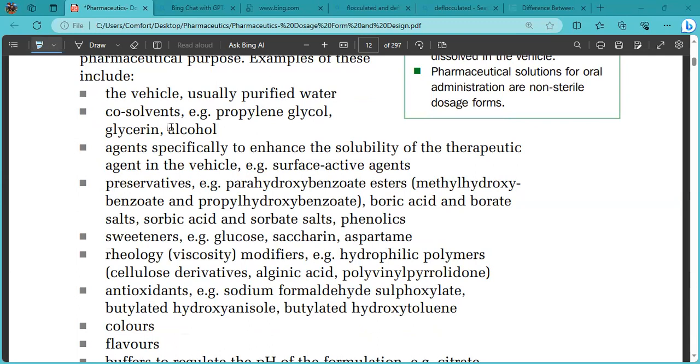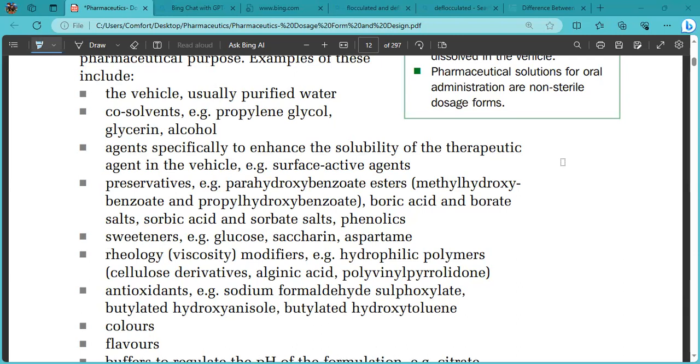So if it's insoluble in water, and it's soluble in propylene glycol, you first dissolve it in the propylene glycol, and then afterwards you can add it to the purified water. Or you can first do it in the alcohol, in the glycerin, and so on and so forth. Then there are many other agents that would also help to enhance the solubility.